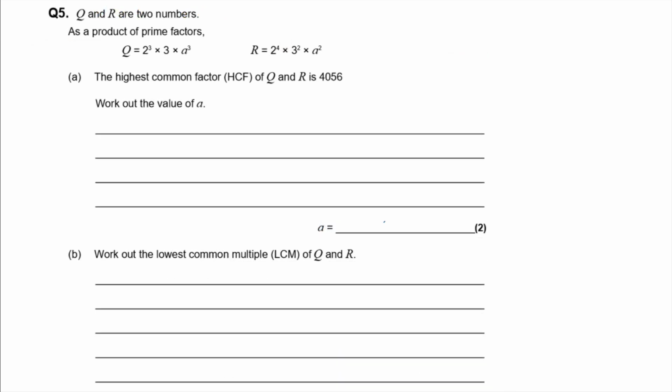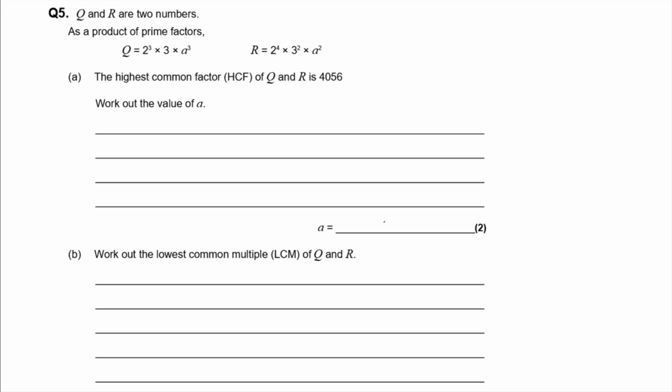Question 5, Q and R are two numbers. As a product of prime factors, Q is 2 cubed times 3 times A cubed, and R is 2 to the 4 times 3 squared times A squared. Now I'm told the HCF of Q and R is 4056. Work out the value of A.